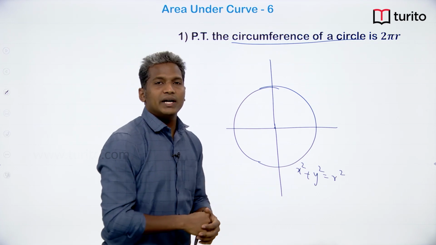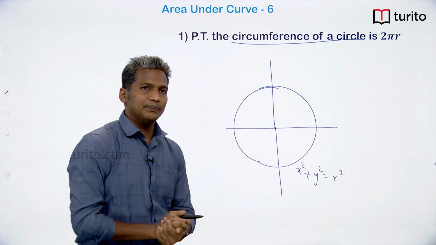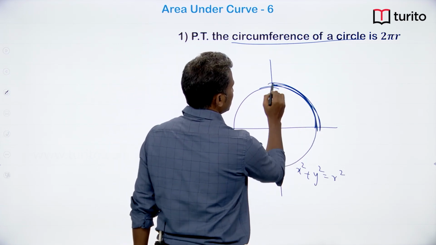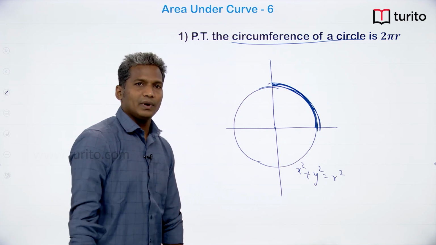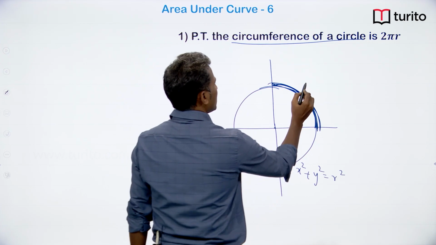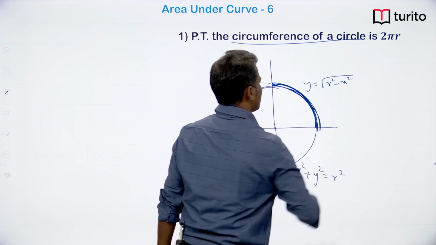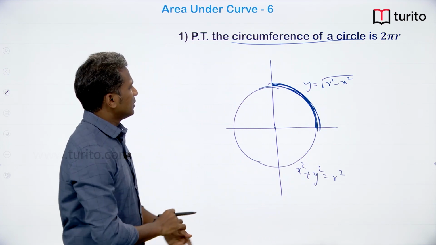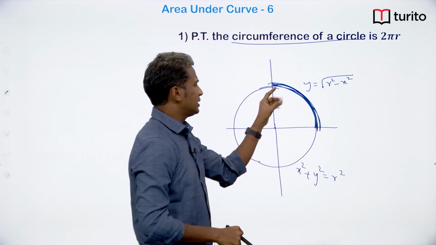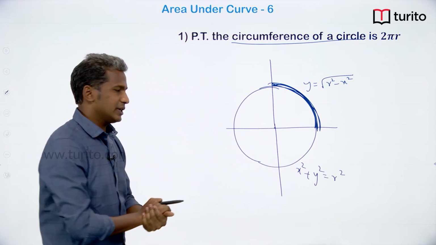Now, we want to find the overall circumference, but we know that it is a symmetric diagram. So, we take the curve only in the first quadrant. If I take the curve only in the first quadrant, I can write the curve as y equal to root of r square minus x square. Now, if I find this arc length only from here to here, and multiply that by 4, I will get the overall circumference.